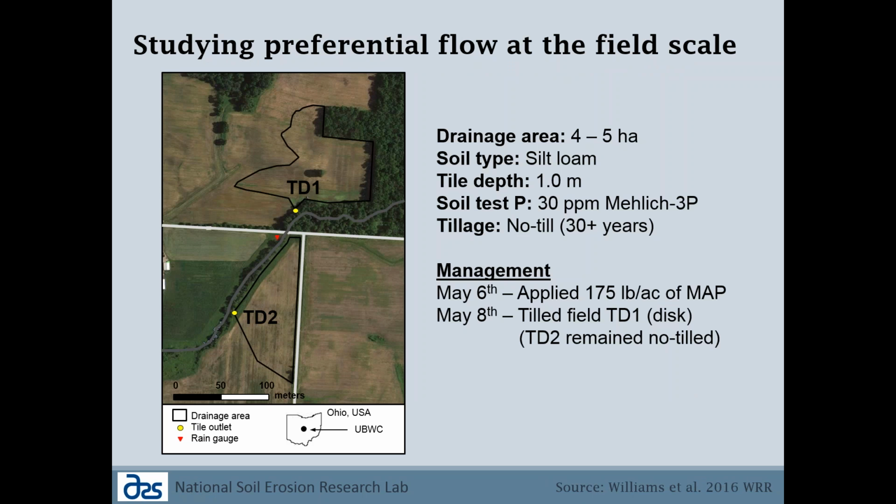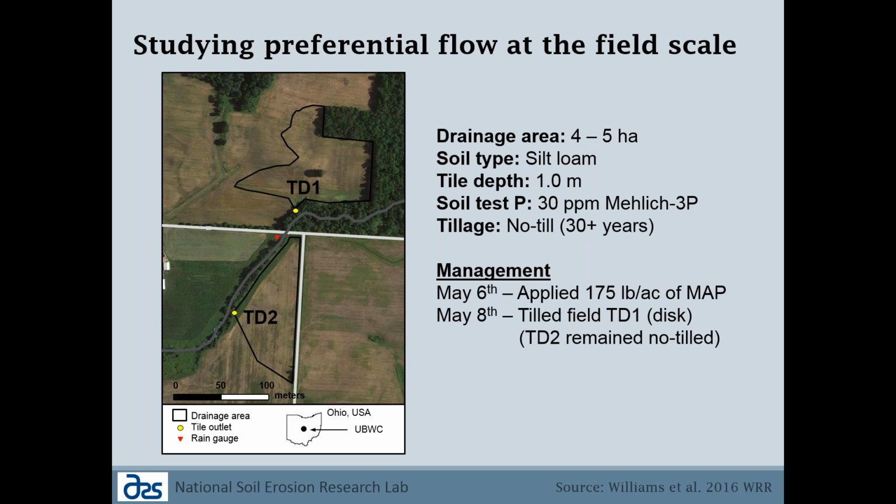So for phosphorus stratification, what kind of implications can this have for phosphorus transport at the field scale? In this study, we weren't specifically looking at phosphorus stratification, but it's a good example of what stratification could do. We were looking at studying preferential flow. So we had two edge of field sites that we were looking at. They had been in long-term no-till for 30-plus years before we did this study.